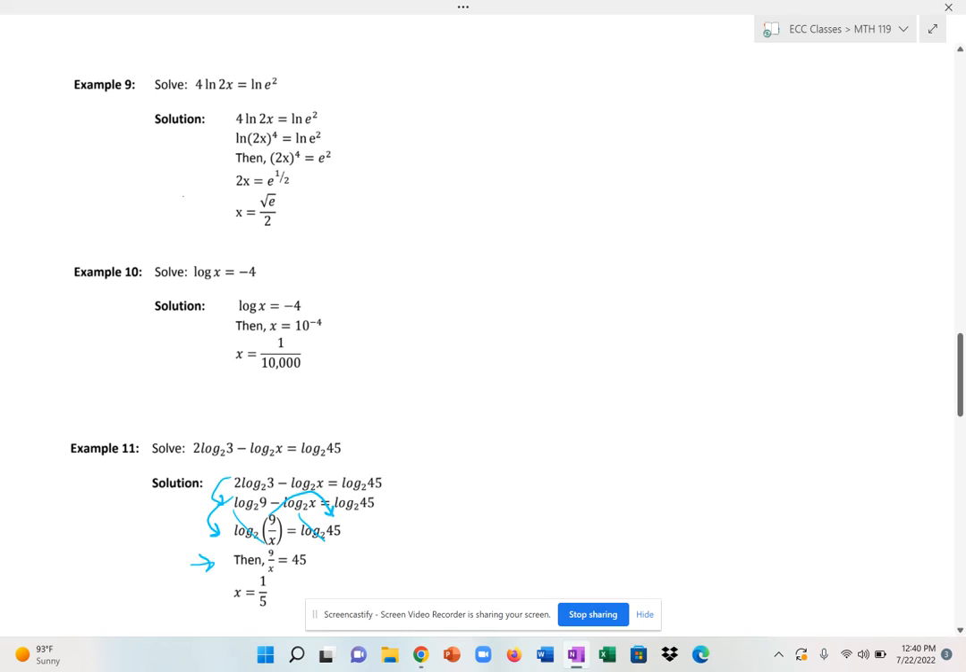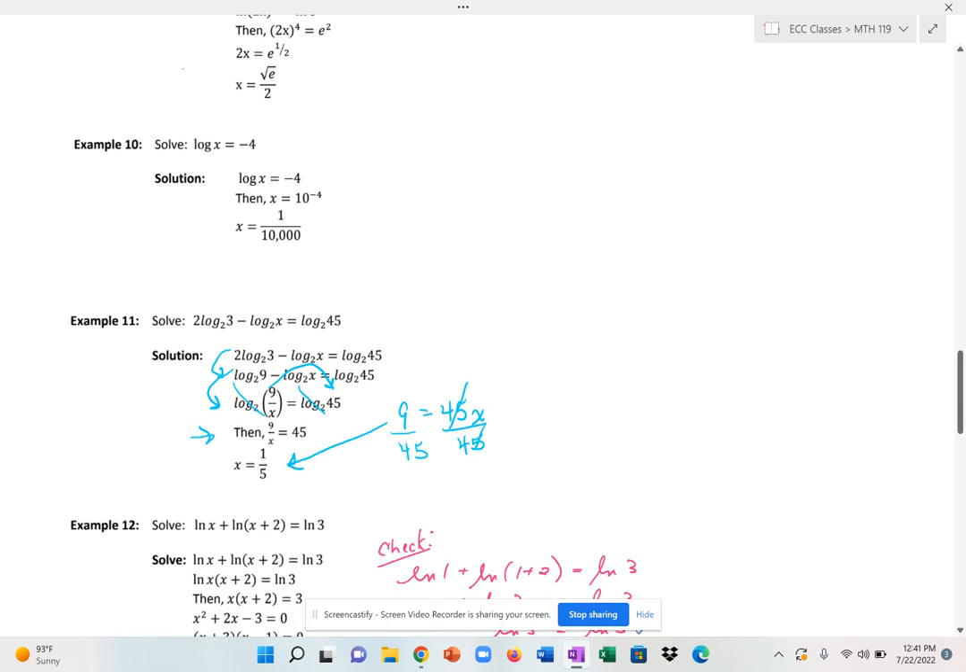So I'm going to solve 9 over x equal to 45. If I cross multiply, I'll end up with 9 equals 45x and then divide by 45 so that the x is alone. 9 over 45 gives me an answer of 1/5.